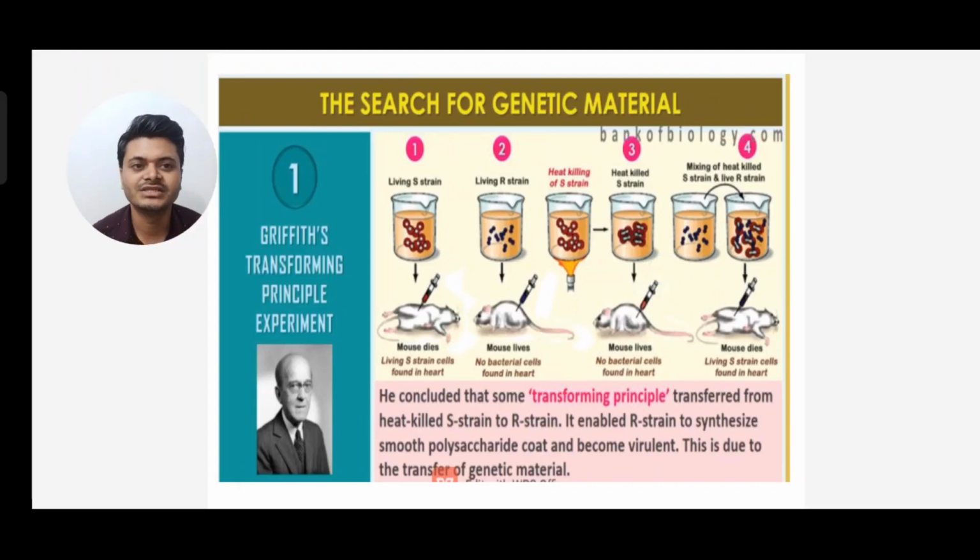So he concluded that some transforming principle transferred from the heat killed S strain to the R strain. It enabled the R strain to synthesize the smooth polysaccharide coat and become virulent. This is due to the transfer of genetic material.